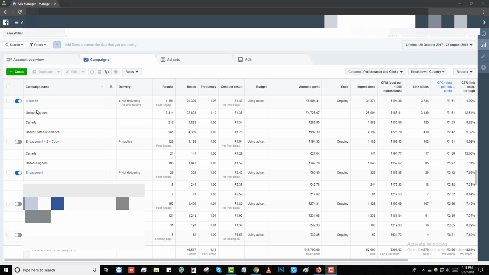Because this campaign has a lot of different assets, that's the reason you're seeing all this together. You can see here I got almost 3,700 link clicks, and the CPC is around 1.61. On United Kingdom I'm just paying 1.51 INR. This is not US dollars, guys. This is INR, my currency.